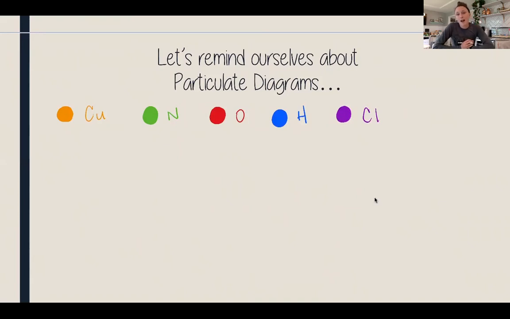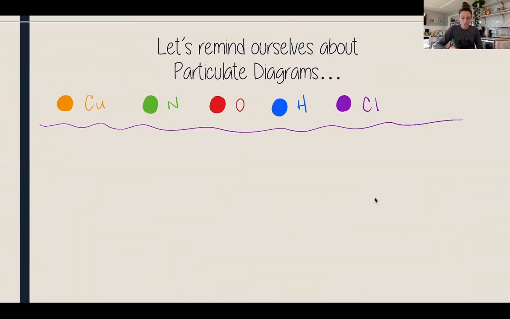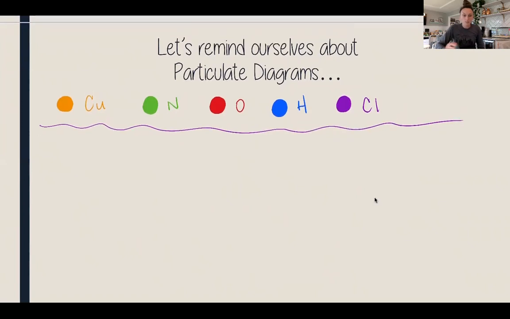So we're going to draw some atoms, some ions, some molecules, some polyatomic ions, and they're all going to be made up of these 5 atoms. So if you see an orange ball, you can assume that that is representing an atom of copper. Green is nitrogen, red is oxygen, blue is hydrogen, purple is chlorine. So up top here you have our key. And then down here, we're going to use that key and we're going to use it to draw some particles.